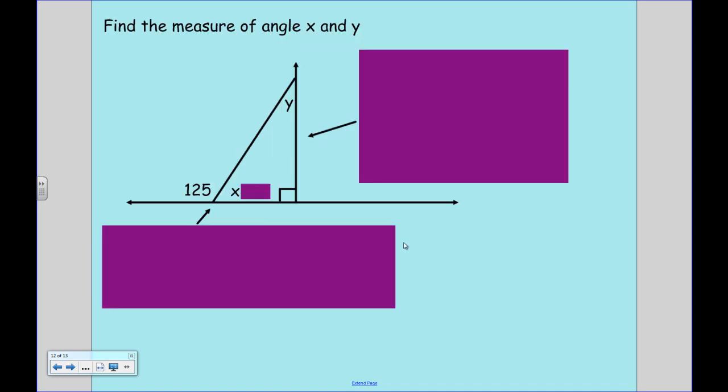So now I have a little bit more complicated diagram, which is going to take a couple of those different angle pairs and put them all together.